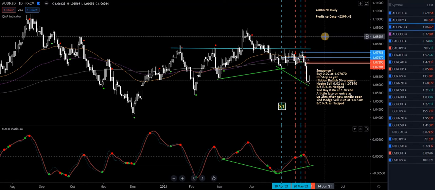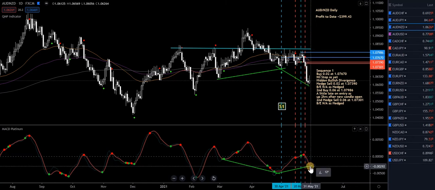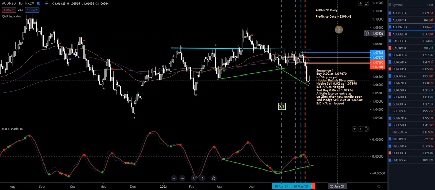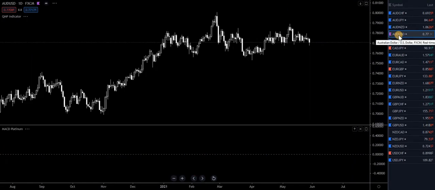We had the New Zealand interest rate news. Lucky I took the hedge sell because it just dropped that next day. So we're down below the zero level again with the MACD platinum. So I'm waiting for a buy signal to try and break this hedge and go up to the top side. That's Aussie New Zealand. So now, Aussie USD.